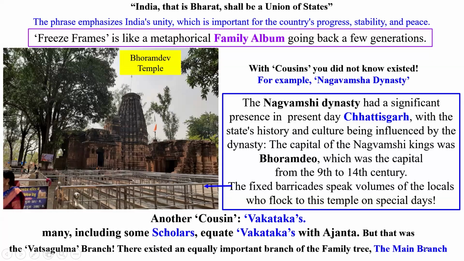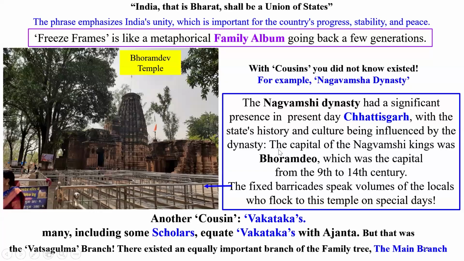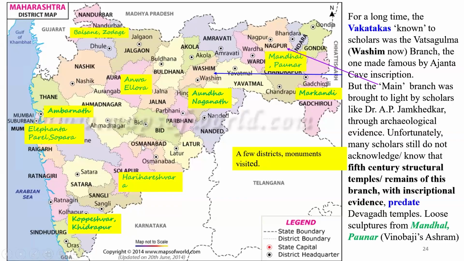And another of these forgotten cousins are the Vakatakas. But I'm talking not of the famous Vakatakas associated with Ajanta, but the minor branch. The main branch was the other branch. And I have given you this map of Maharashtra. You can see this Vatsagulma branch is Washim. And this was the one which led to Harishena. Okay, next one I have, the ones which were Mandar, they are from Nagpur.